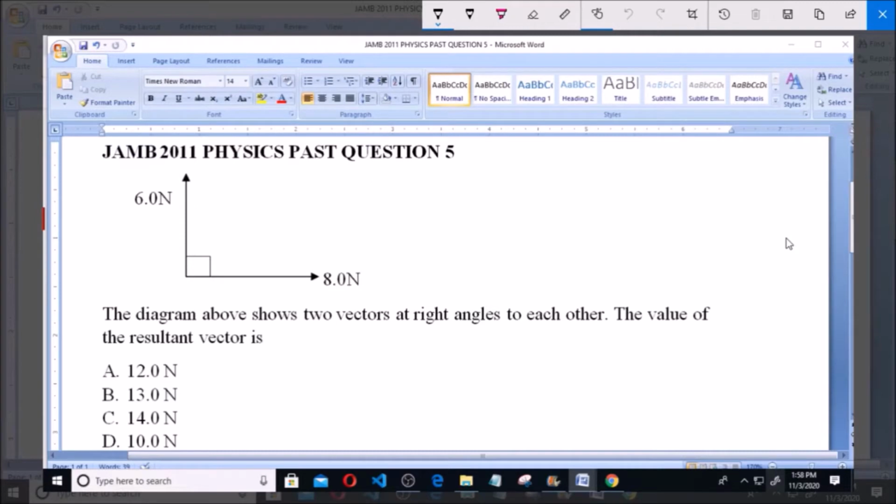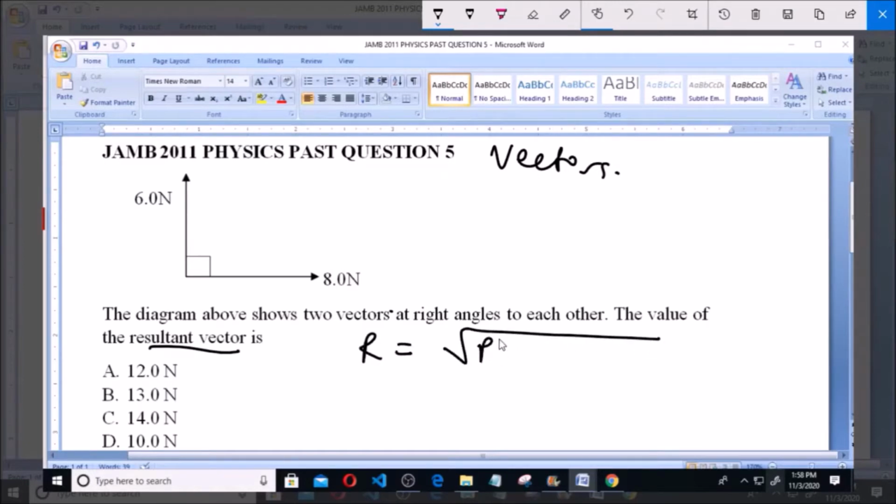So this is actually a very straightforward question under vectors, and we have to find the resultant vector. So the formula for that is actually straightforward. The resultant vector is equal to the square root of p square plus q square, where p and q represent each of these sides. Okay, so let's call here our p and let's call here our q. So this is what you use to resolve that.